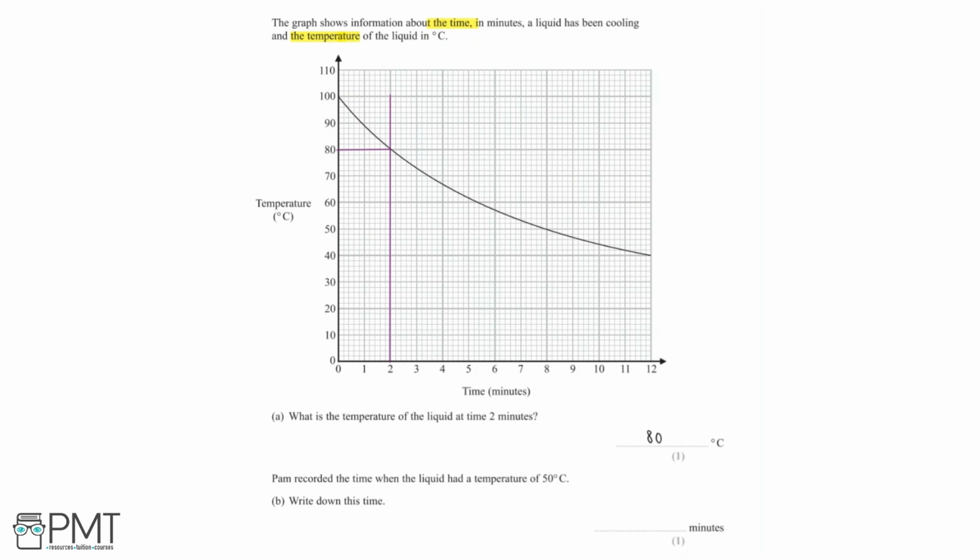Now Pam recorded the time when the liquid had a temperature of 50 degrees Celsius, and we need to write down this time. We can apply the same principle to part B as we did in part A, except this time we already know the temperature instead of the time. And so using our graph, we can draw a horizontal line where the temperature is equal to 50 degrees Celsius. Now we can draw a vertical line downwards from the point at which our first line touches the graph. And so using our graph, we can see that when the temperature is equal to 50 degrees Celsius, the time is equal to 8 minutes.